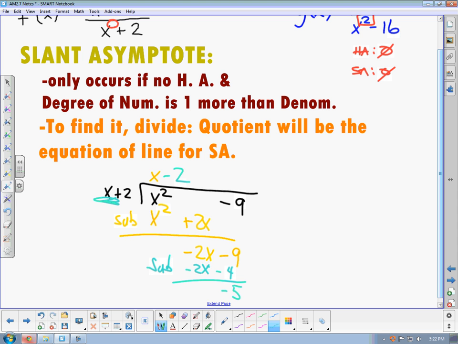The remainder is not significant in this particular problem. All we need is that. That equation, y equals x minus 2, is our slant asymptote.